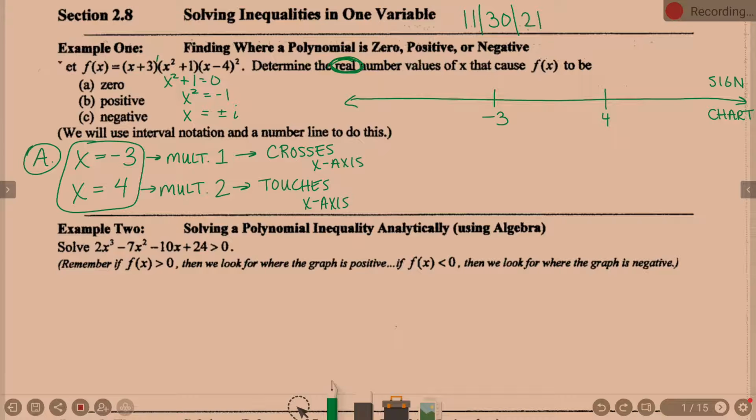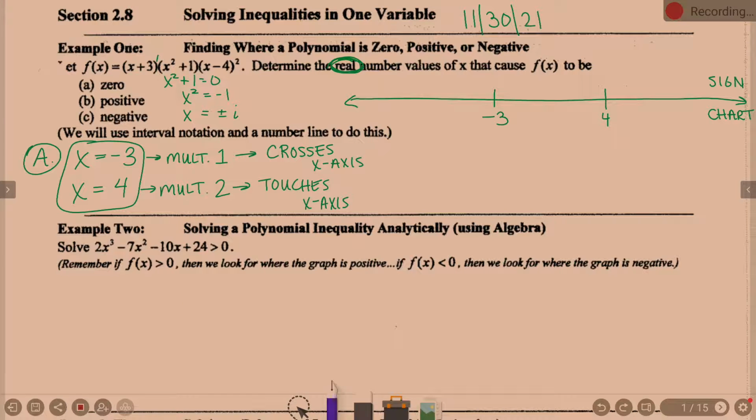Okay, so on my sign chart, aka my sign chart is a big long number line. That's all it is. I broke it up with my zeros. And what we want to know is what's happening in each section. So I want to know to the left of -3, is my function positive or negative? Between -3 and 4, is my function positive or negative? And to the right of 4, is my function positive or negative? So what we're going to do is pick some test values.